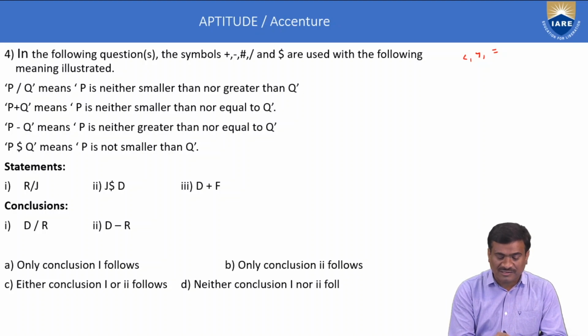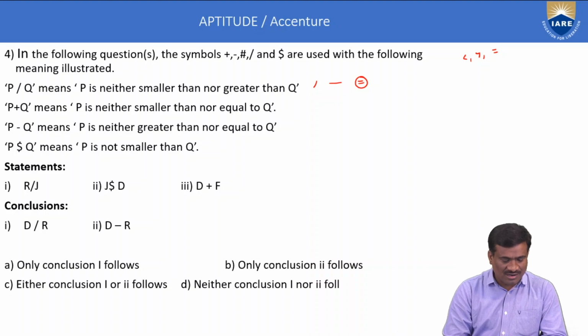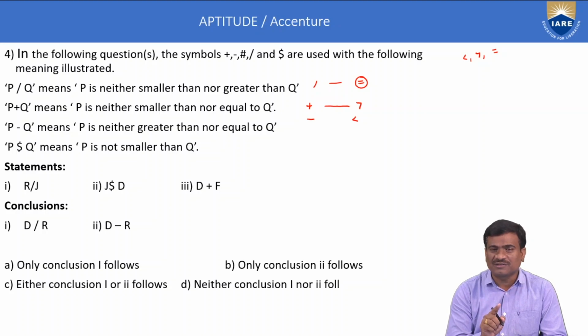By indicates neither smaller than nor greater than. Remaining possibility is only equal to. Then by indicates the equal symbol. This is called the first statement. For the second statement, P and Q are not required. It is important to consider only the operator, not the letters. Next, P plus Q means P is neither smaller than nor equal to Q. Remaining possibility is only greater than. Therefore, plus indicates greater than. Next, minus indicates neither greater than nor equal to, meaning less than. Minus indicates less than.